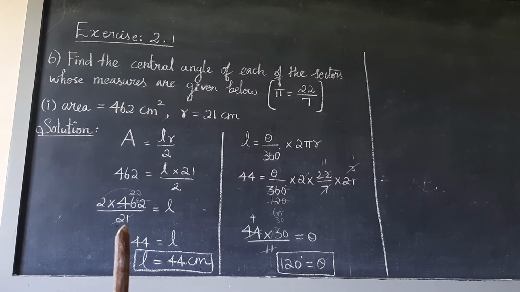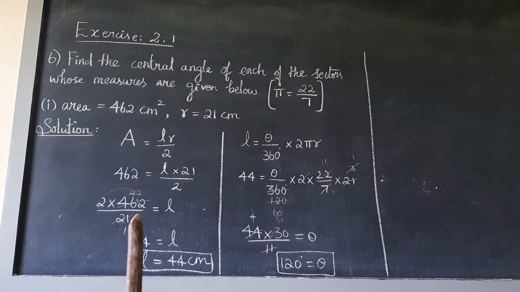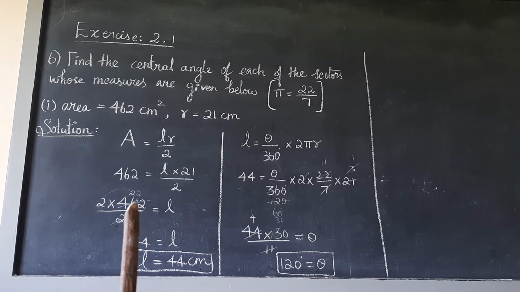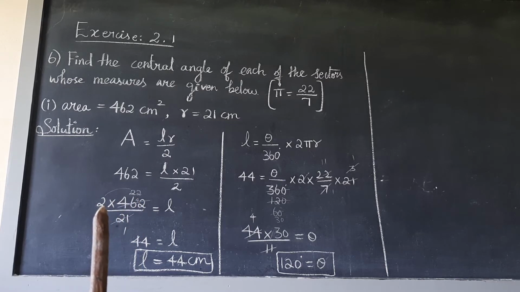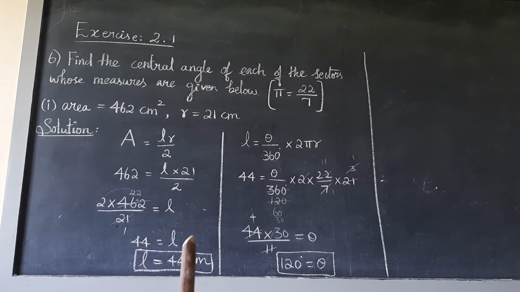The 2 table is very easy. The 20 table is not so easy, but the 21 table is very easy. 21 ones are 21 and 21 twos are 42. Remaining 4 is carried over. So again 21 ones are 21, 21 twos are 42. 21 one time and 21 twenty-two times gives 462. The answer is 22. Then multiply 2 into 22, which is 44. Therefore, the length of the arc is equal to 44 centimeter.